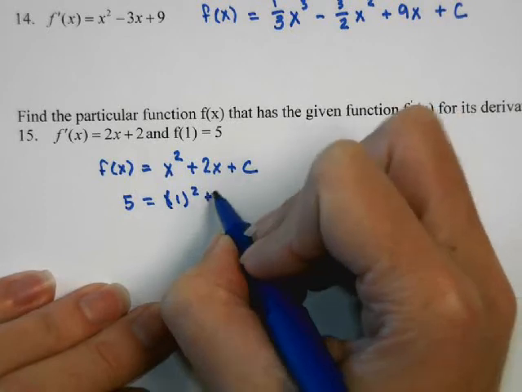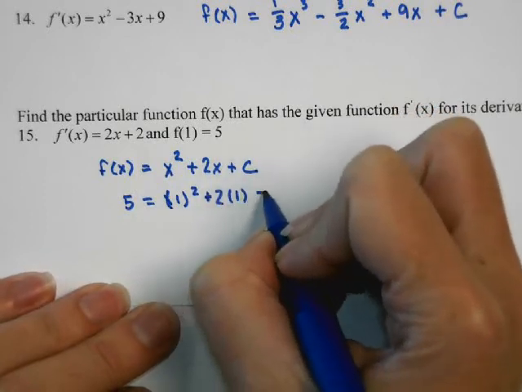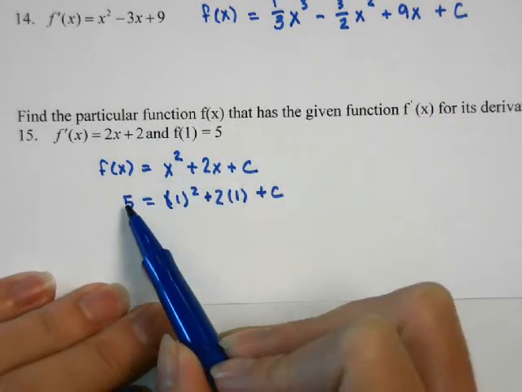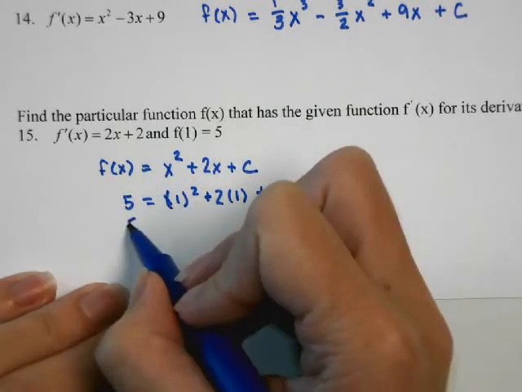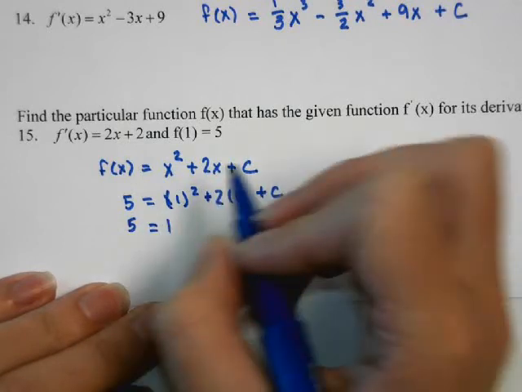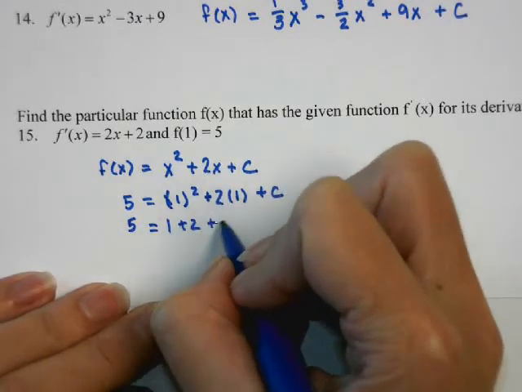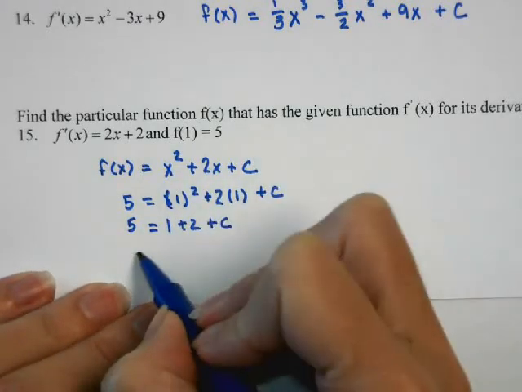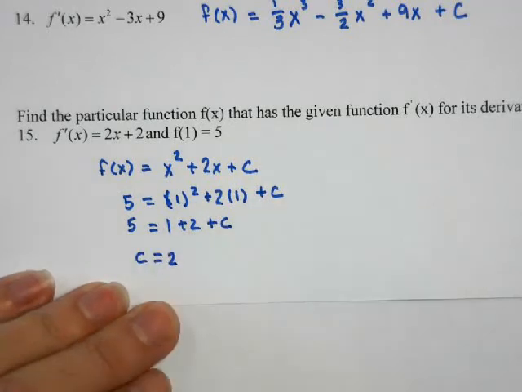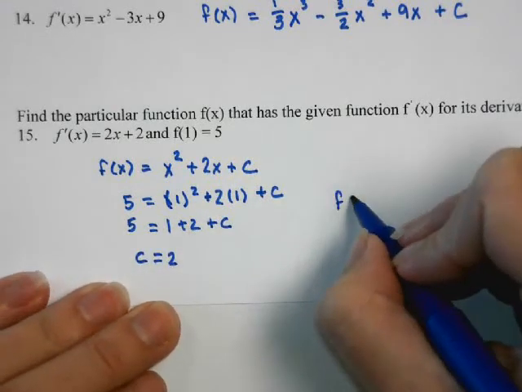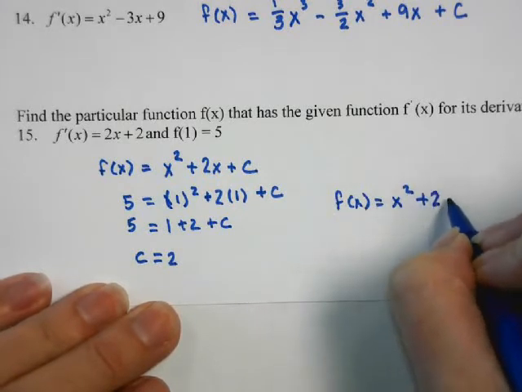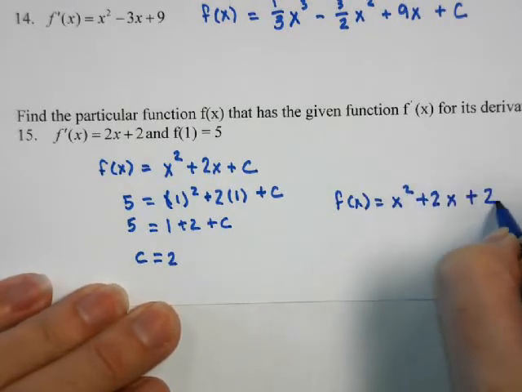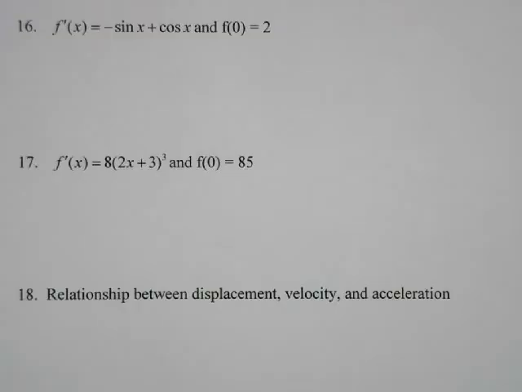So we're going to plug that information in. So my function value is 5 when my x is 1. And then we just use our simple algebra. So we're going to subtract 3. So my c is 2. So my particular solution is x squared plus 2x plus 2.